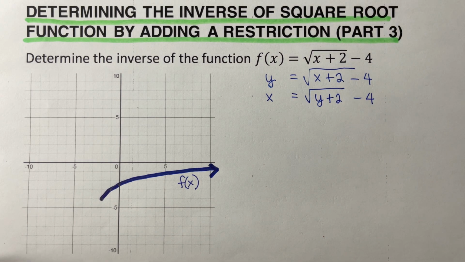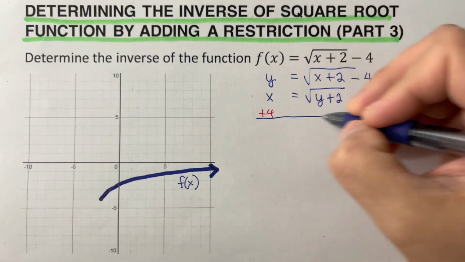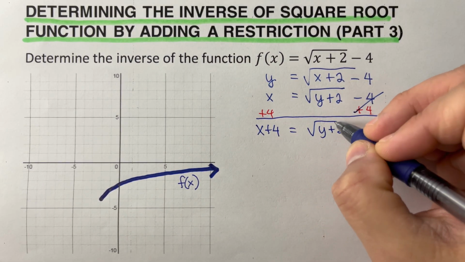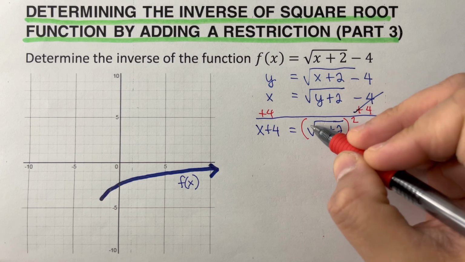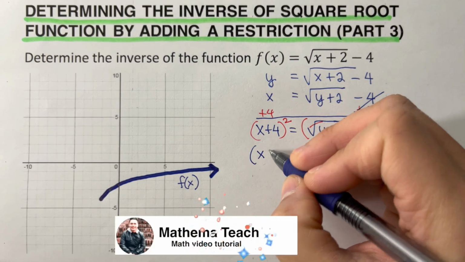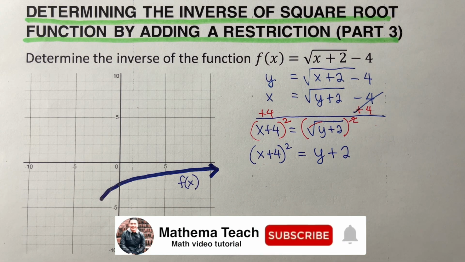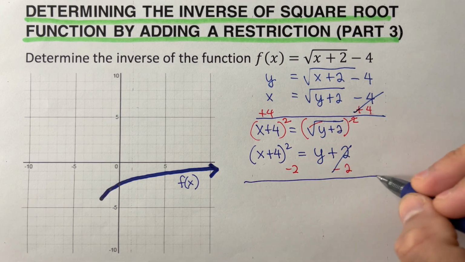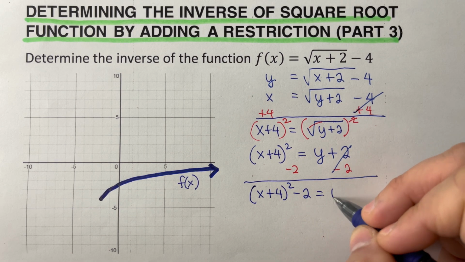So then we want to solve for y by itself. So we add 4 to both sides, plus 4. So then we are left with x plus 4 is equal to the square root of y plus 2. Again, we want to solve for y by itself. So we are going to square both sides to undo the square root and square the other side as well. So that we are left with x plus 4 squared is equal to y plus 2. So then again, we want the y by itself. So we subtract 2 from both sides, minus 2. So we can cross the 2 out. We are left with quantity x plus 4 squared minus 2 is equal to y.